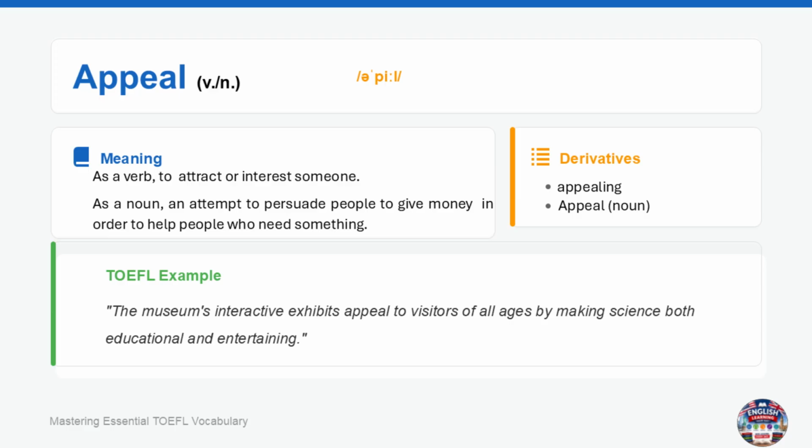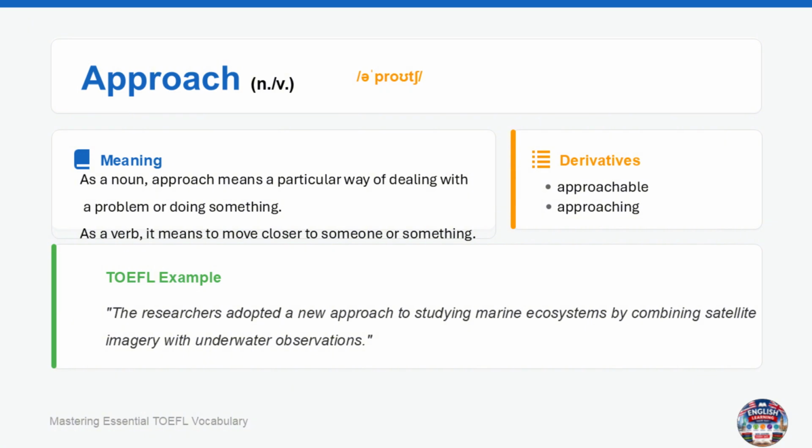Here's your question. Why do the museum's exhibits appeal to visitors? Because they make science educational and entertaining. Now the derivatives. Appealing. Appeal. So an exhibit can be very appealing if people enjoy visiting it. Exactly right. Our fourth word is approach.